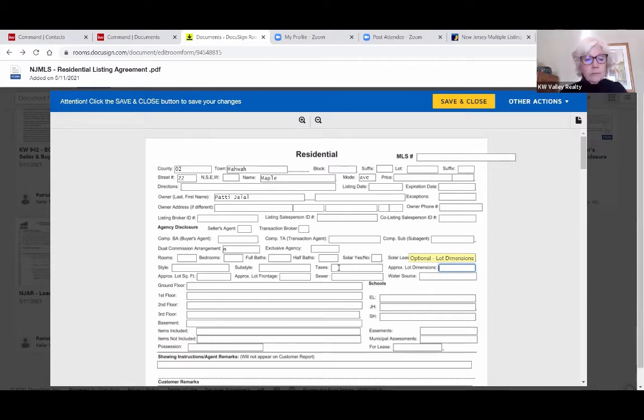By the way, if you're working with a buyer and you're selling a house during August or September, you have the same issue. So you have to ask for the updated taxes. Approximate lot size, that is in the tax records. The frontage, you can pull that from the tax map.